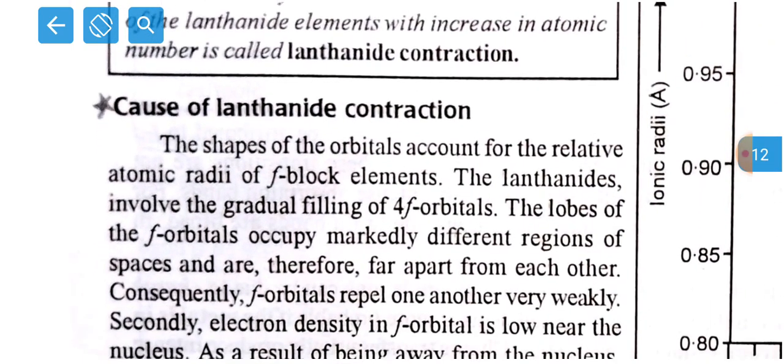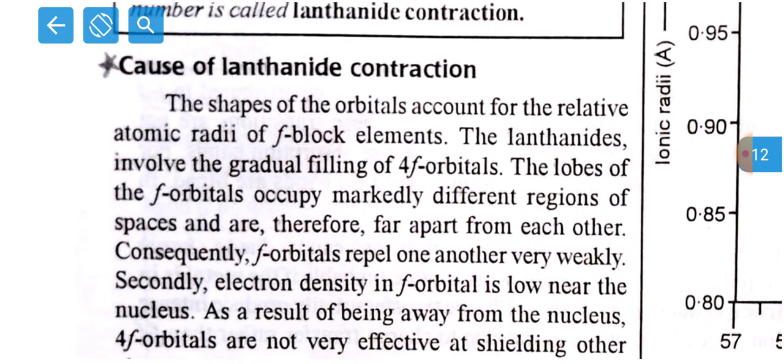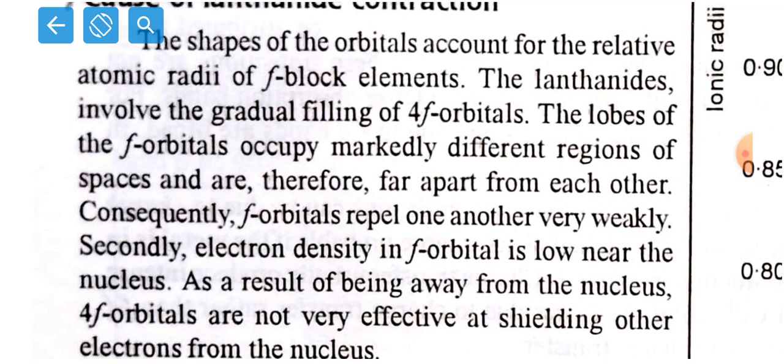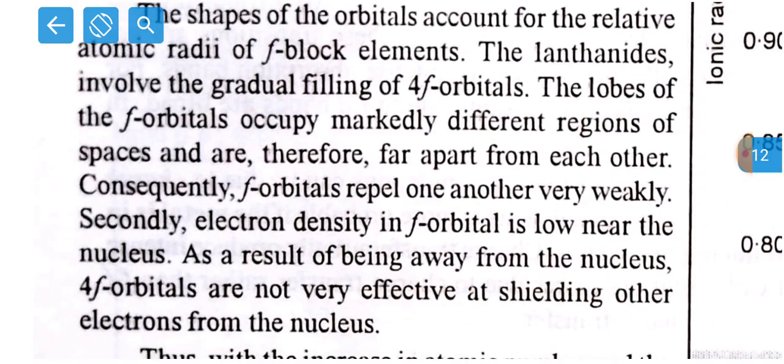Causes of lanthanoid contraction. The shape of the orbitals accounts for the relative atomic radii of the f block elements. The lanthanoids involve the gradual filling of 4f orbitals. The lobes of the f orbitals occupy markedly different regions of space and are therefore far apart from each other. Consequently, the f orbitals repel one another very weakly. Secondly, electron density in f orbitals is low near the nucleus. As a result of being away from the nucleus, 4f orbitals are not very effective at shielding other electrons from the nucleus.